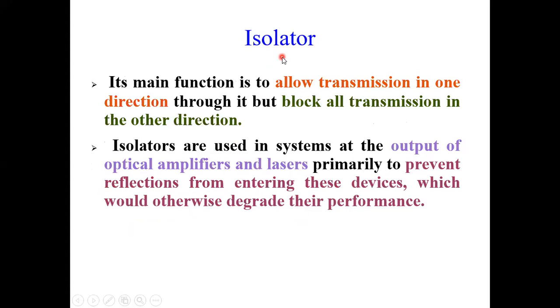Okay, now what is an isolator? Its main function is to allow transmission in one direction, but blocks all transmission in other direction. So suppose if I have a block like an isolator block and my signal comes over here. Okay, so what this isolator will do is, see, we have reflections. We have seen how the OTDR works. The OTDR is working on this principle of backscattering, means some signal does reflect back.